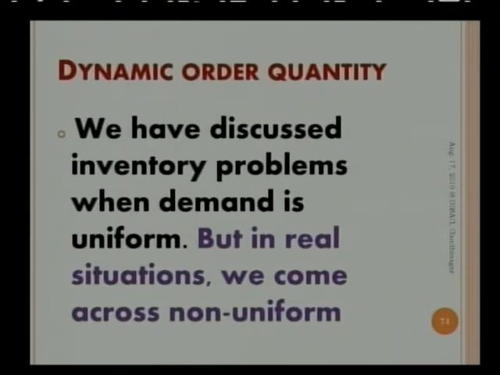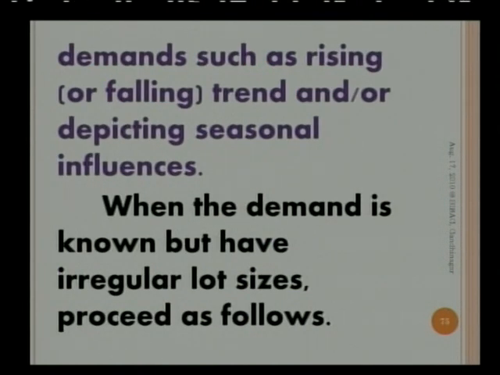Now we are moving to the dynamic order quantity. We have discussed inventory problems when the demand is uniform, but in the real situation that does not turn out to be correct. Sometimes we come across non-uniform demand such as rising trends or falling trends, or maybe both. Seasonal influences are there. When the demand is known but has irregular lot sizes, proceed as follows.